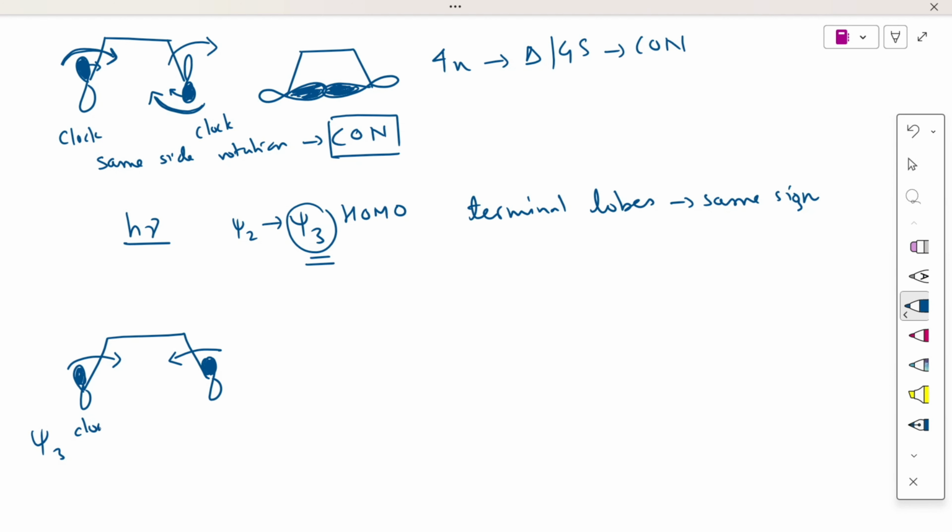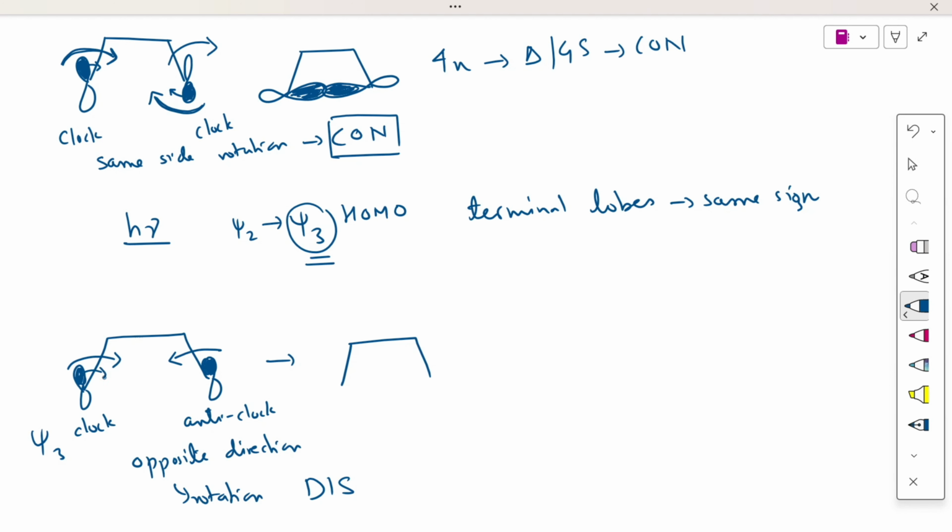So this is clockwise direction, this is anti-clockwise direction. So it is going in the opposite directions, opposite direction. So opposite rotation. So opposite rotation பண்ணதுக்கப்புறம் நம்மளுக்கு என்ன கிடைக்கும், இந்த orbital உள்ளே வந்துடும். So this will come inside and this will also come inside, but opposite side. So now you can have the effective overlap, bonding formation. So photochemical conditionல dis rotation நடக்குது, thermal conditionல con நடக்குது. யாருக்கு, 4n systemக்கு.